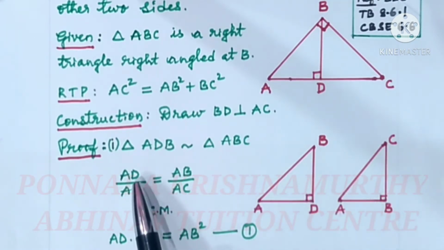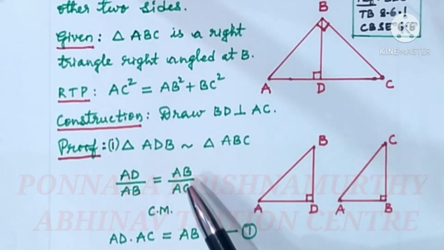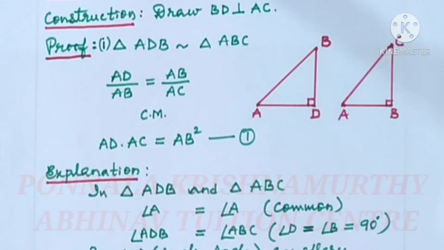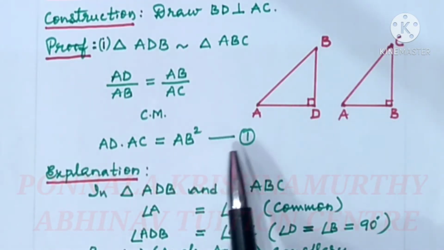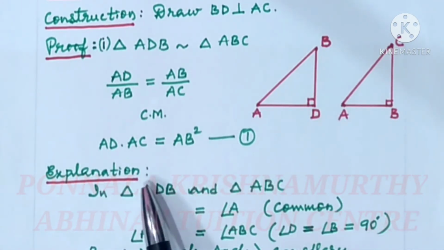Then AD by AB is equal to AB by AC. Cross multiplication: AD into AC is equal to AB into AB, that is AB square. This is equation 1. If you are unable to understand this, please see this explanation.